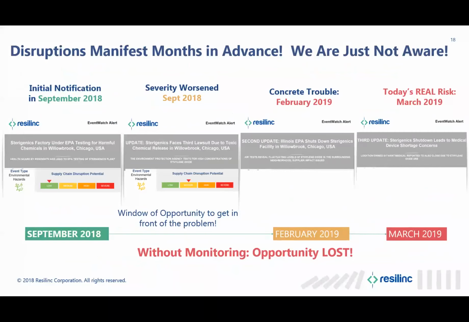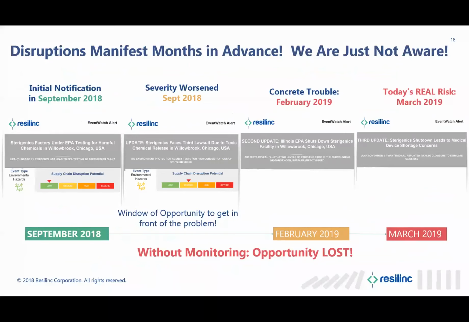So what happened is in September, the Sterigenics factory near Chicago was put on the EPA's radar because of complaints raised by the residents of the local Willowbrook community. Resilinc actually notified customers right then, as soon as they went on the EPA's radar. And then within a few days, Sterigenics faced lawsuits over their use of ethylene oxide, a material that is used to sterilize almost 50%. I mean, 50% of all medical devices used nationwide have ethylene oxide as a sterilization.